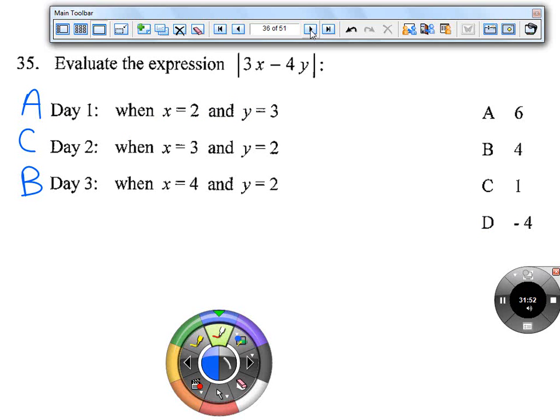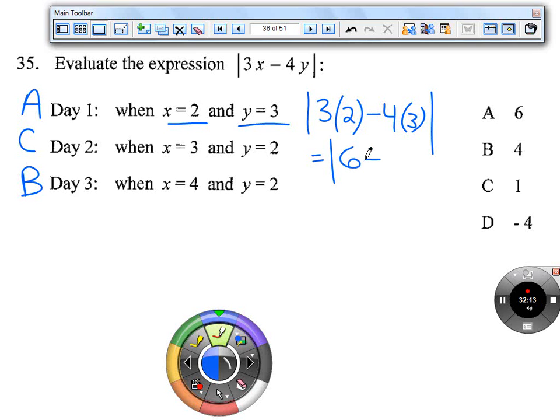Evaluate the expression. So we just have to plug the numbers in. X is 2 and Y is 3. So we'd have absolute value 3 times 2 minus 4 times 3, and that would equal, on the inside of the absolute value bars, 6 minus 12. We're carrying the absolute value bars along. And then 6 minus 12 is -6. Still have the absolute value bars. Now we're ready to take the absolute value of that, and that would make it positive. So that would be 6.